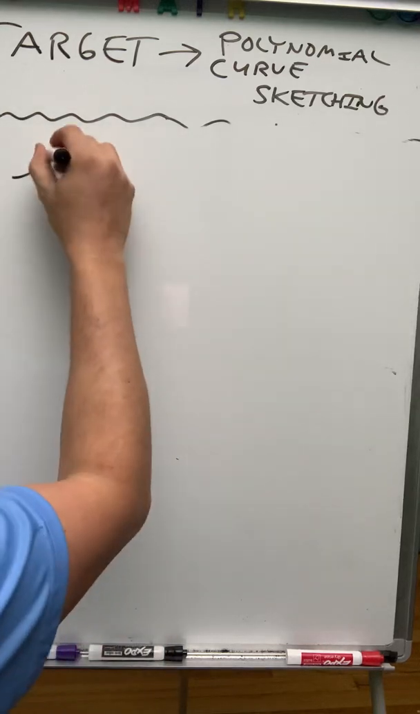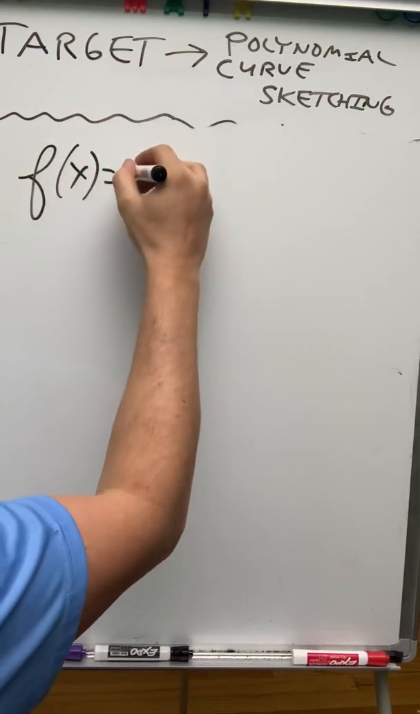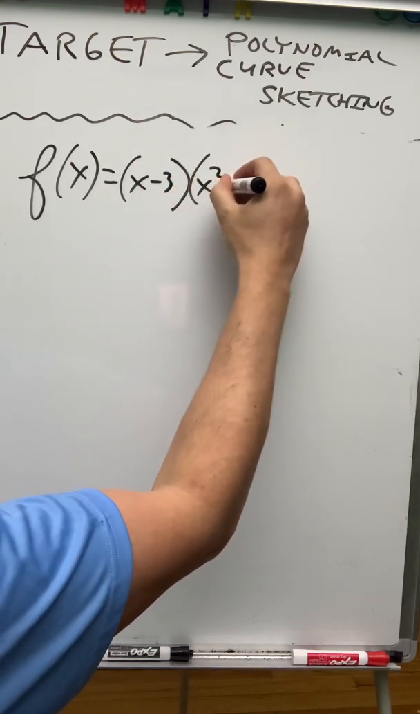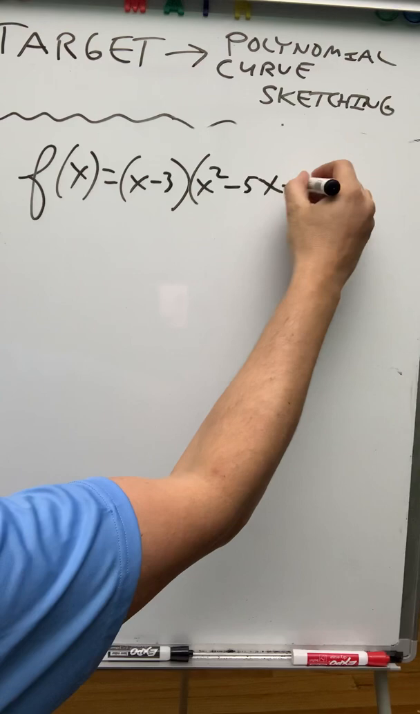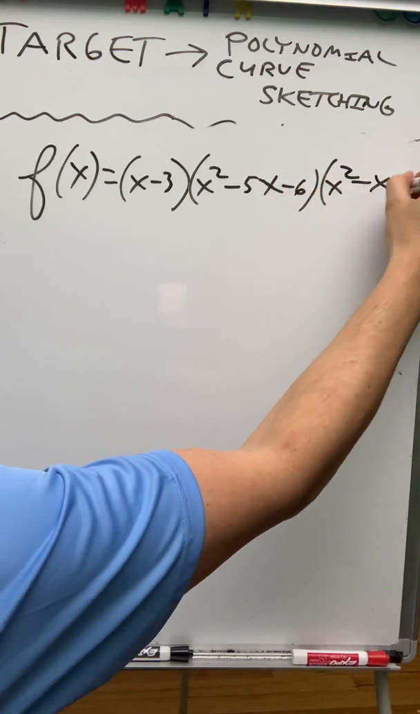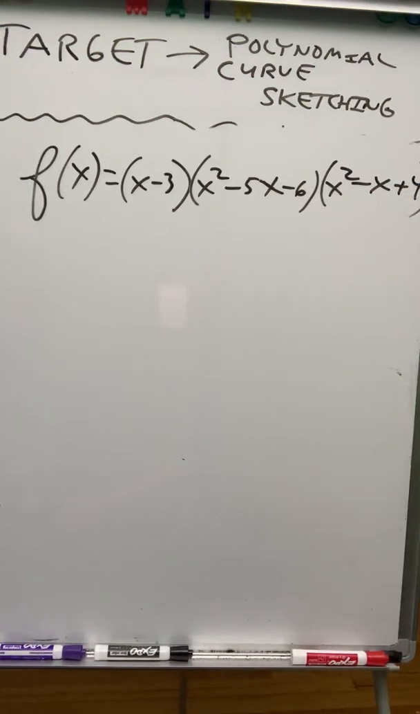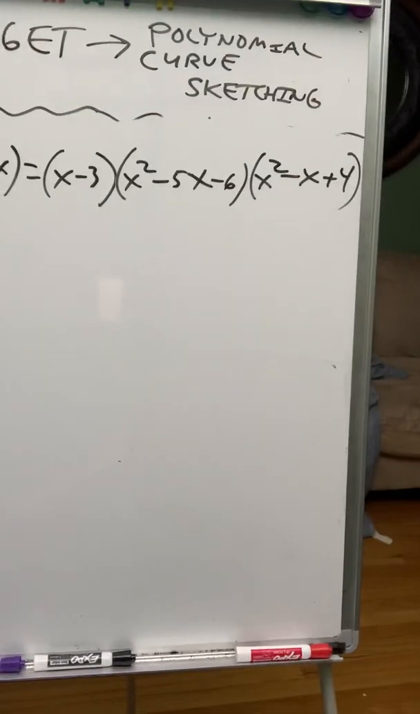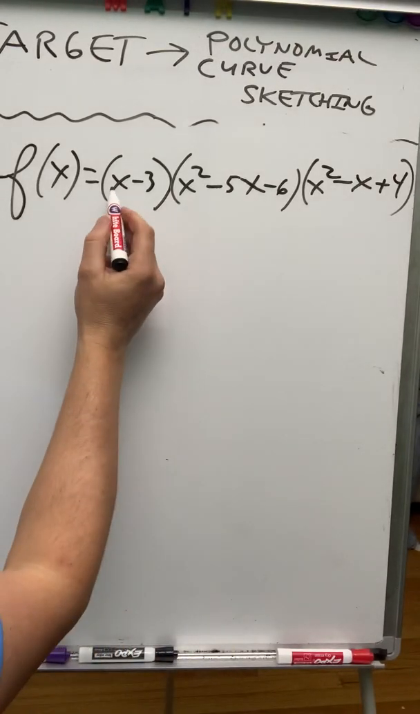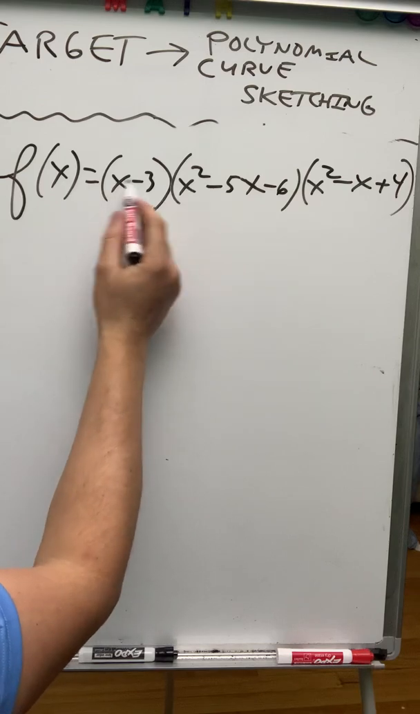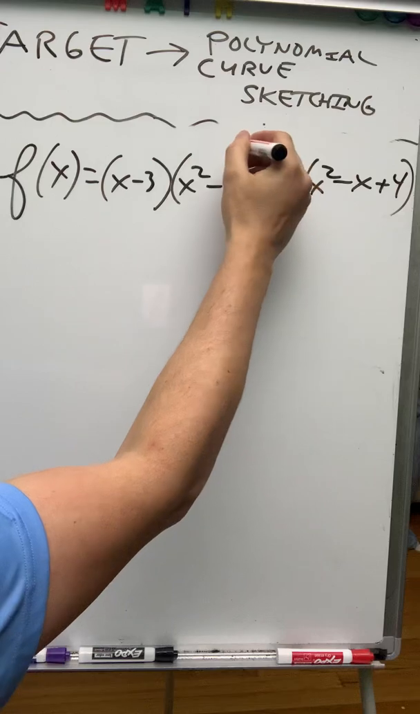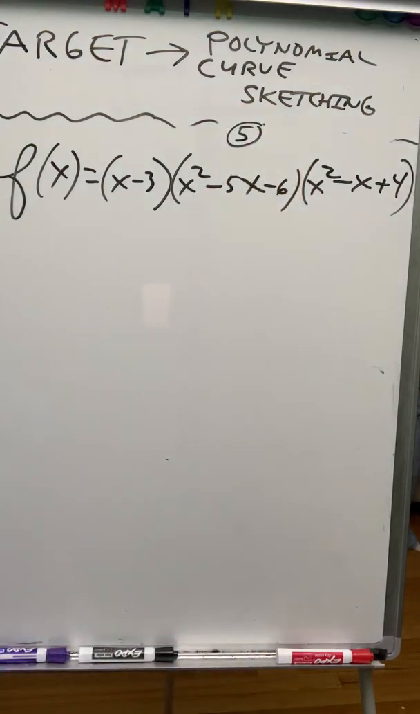Look at this one. F of x is equal to x minus 3 times x squared minus 5x minus 6, and then x squared minus x plus 4. Hopefully you can see that. I might have to move my camera a little bit. All right, there you go. Okay, this is degree 1, this is degree 2, so that would be cubic. And then degree 3 times degree 2 would be degree 5. So we need 5 roots, okay?